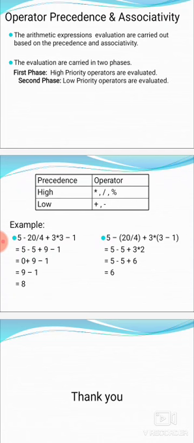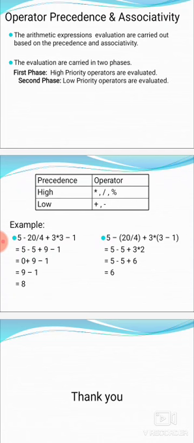Here, normally slash has the higher precedence, so 20 slash 4 must be performed first. The value is 5. Then that is followed by star, which has a higher precedence, so 3 star 3 is performed. The value is 9. This is the statement: 5 minus 5 plus 9 minus 1. After that, minus and plus are there. Both have equal precedence, so you want to go from left to right. That is 5 minus 5 is 0, plus 9, minus 1. Then 0 plus 9 is 9, minus 1. The value is 8.